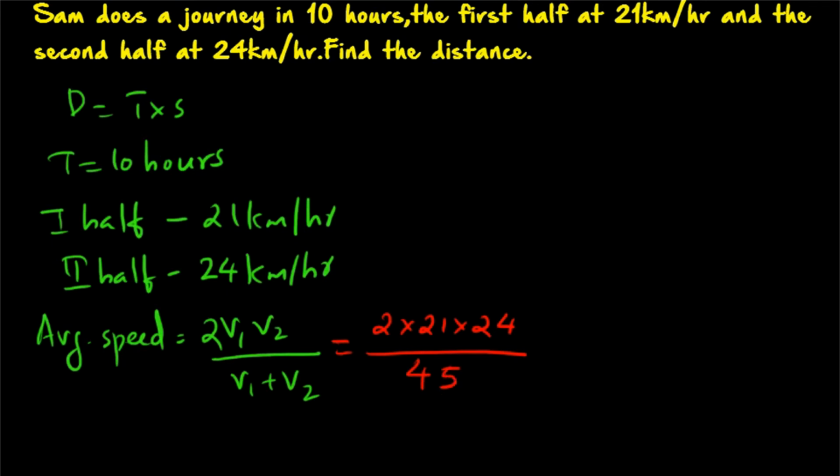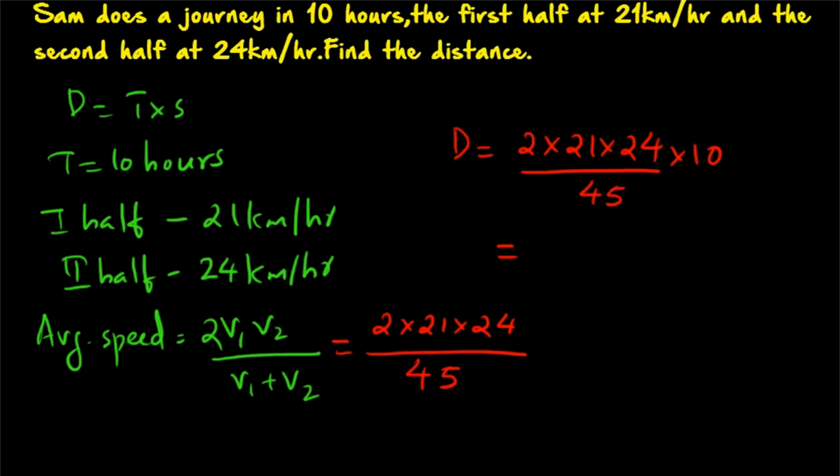And what is the distance? Distance will be equal to average speed into time. So it will be 2 into 21 into 24 divided by 45 into 10. So what you will be getting? So these questions are comparatively simple. I just included it so that you will be remembering to use the formula for average speed.